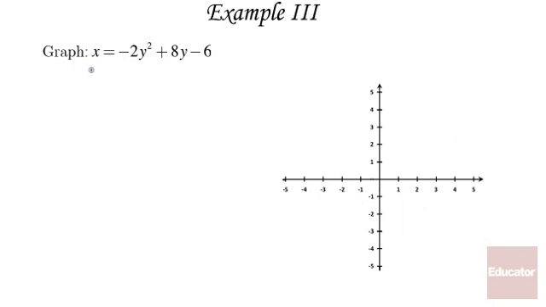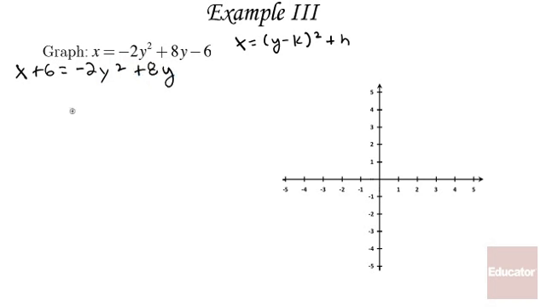Example 3, we're asked to graph. This is also going to be a horizontal parabola. We're going to start out by putting it in the standard form, x equals a times y minus k squared plus h. We need to complete the square. Start out by isolating the y variable terms on the right. So I'm going to add 6 to both sides to get negative 2y squared plus 8y.